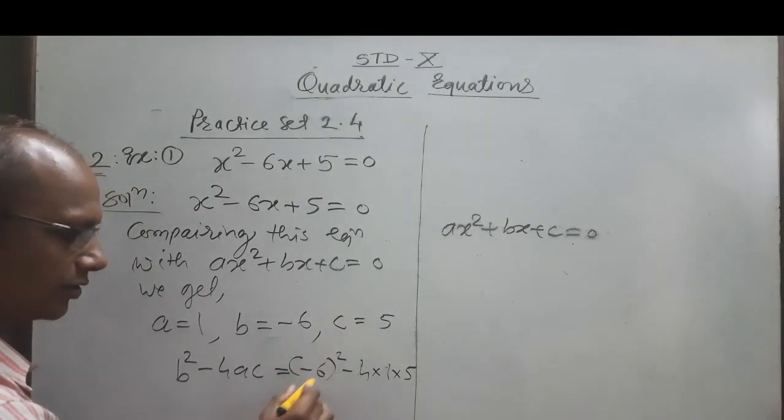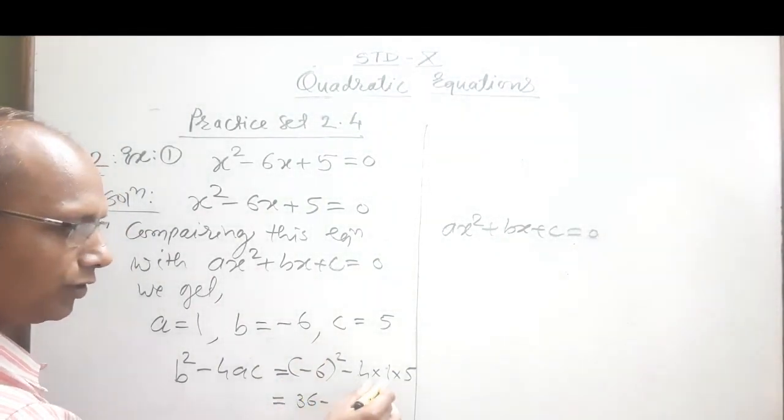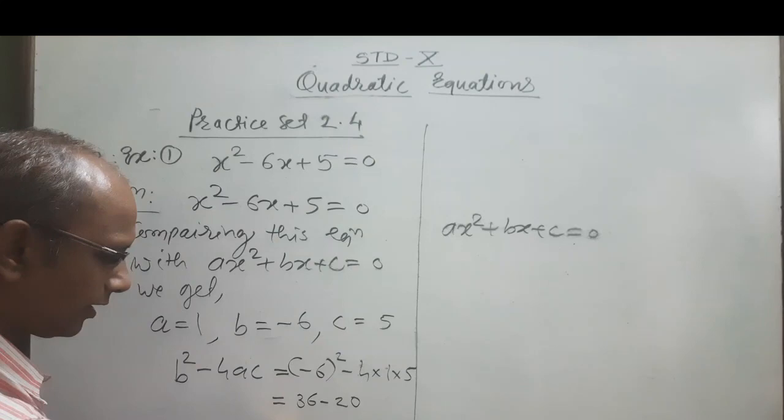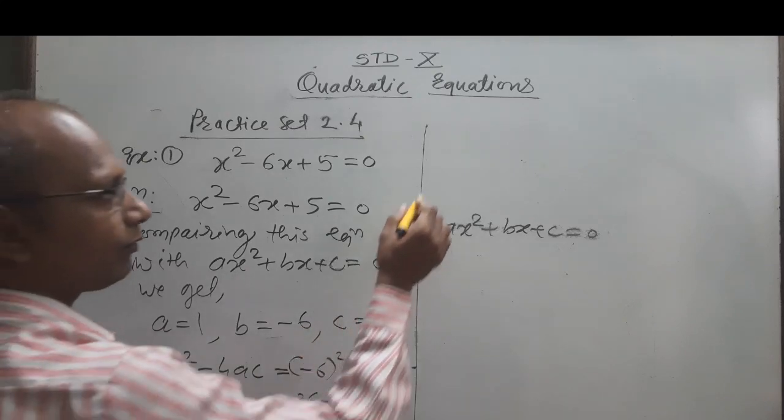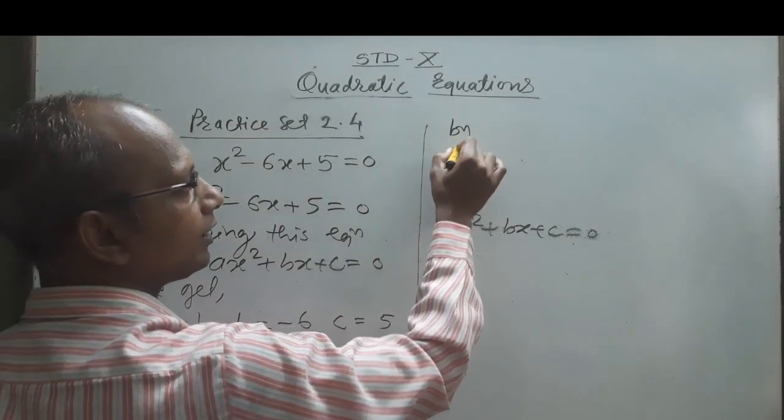That is equals to minus 6 square is 36, minus 4 into 1 into 5, that is 20, and that is equals to 16. So the value of b square minus 4ac is equals to 16. Now what do we use? We use the formula.